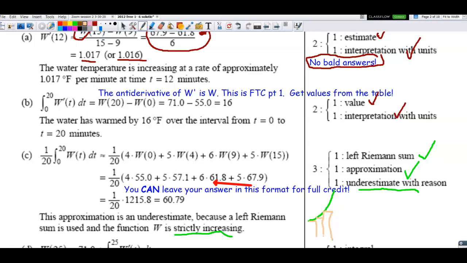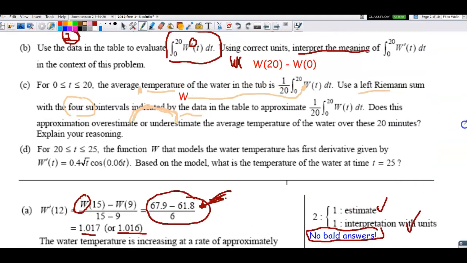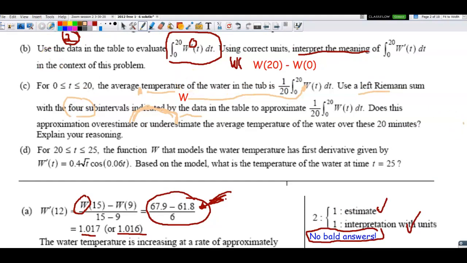So you don't have to memorize it, you just look at it and you'll be able to figure it out. In letter D, for 20 to 25, which is not in the table, notice, the function W that models the water's temperature is given has first derivative. So now we're going from a table to a function. This is the first derivative of a function W from 20 to 25 that also produces the temperature. W produces the temperature. Based on the model, what is the temperature of the water at T equal to 25?